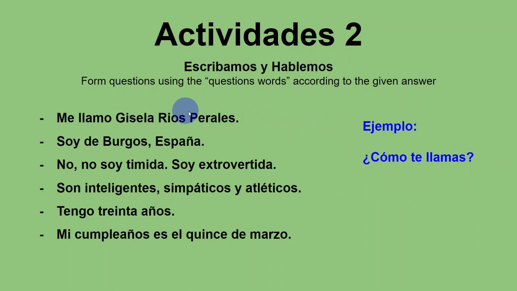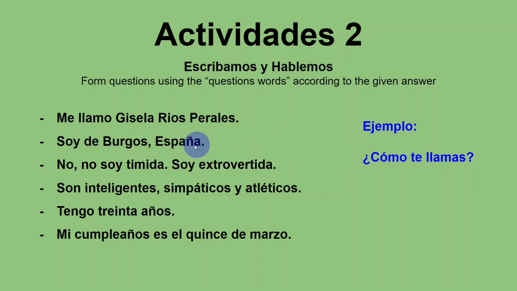And this question goes with this answer. Okay, so the answer, la respuesta means answer. So la respuesta está aquí. It's here. Me llamo Gisela Ríos Perales. So, for this next respuesta or answer, you are going to form the question.